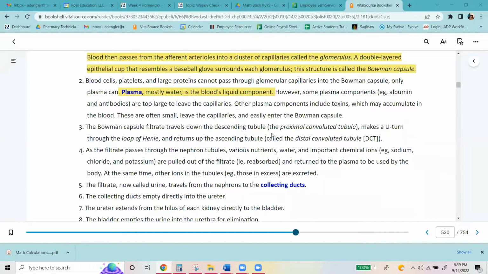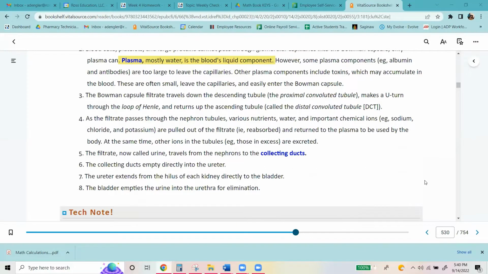Filtrate travels down the descending tubule, makes a U-turn through the loop of Henle, and returns up the ascending tubule. As a filtrate passes through the nephron tubules, various nutrients, water, and important chemical ions are pulled out of the filtrate and returned to the plasma to be used by the body. At the same time, other ions in the tubules are excreted. The filtrate, now called urine, travels from the nephrons to the collecting ducts. The collecting ducts empty directly into the ureter. The ureter extends from the hilus of each kidney directly to the bladder. The bladder empties the urine into the urethra for elimination.